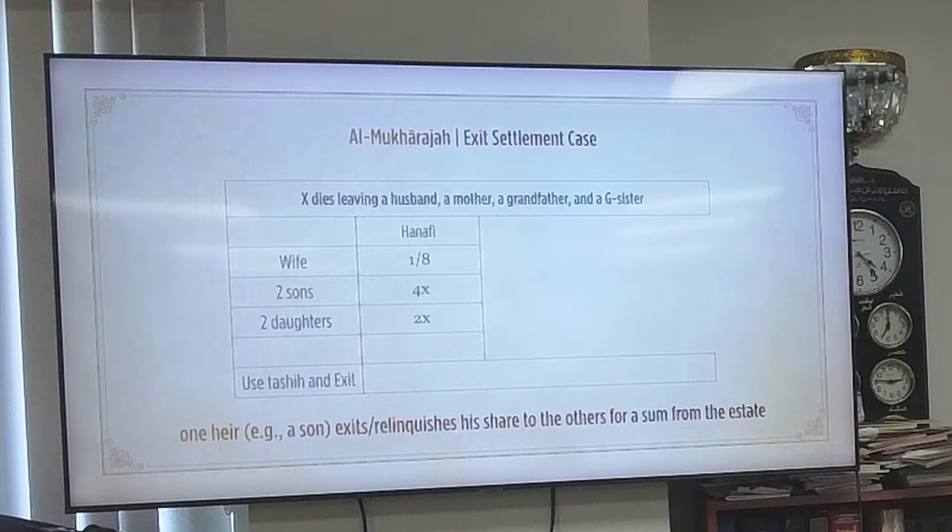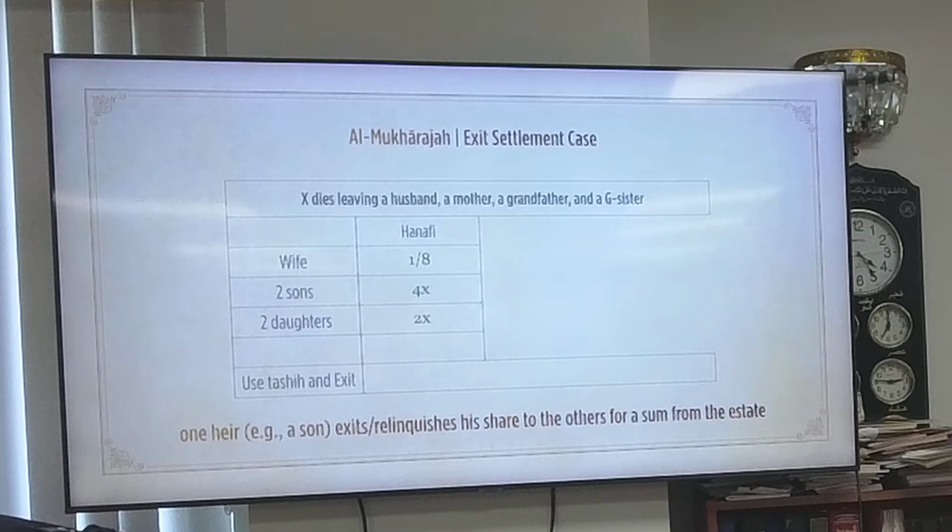Al-Mukharaja. Okay. Al-Mukharaja, Takharuj, is, let's say in this case, X dies leaving a husband, a mother, a grandfather, and a full sister. The wife, there is 2 sons, 2 daughters. One of the sons said, you know what, I don't want all this headache. Just give me an amount, and you guys divide the inheritance amongst yourselves. So I just want to exit. So it's like an exit settlement.